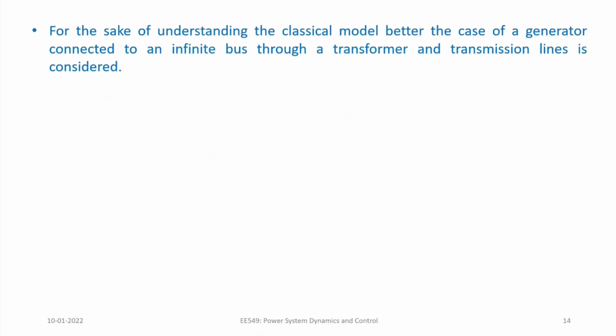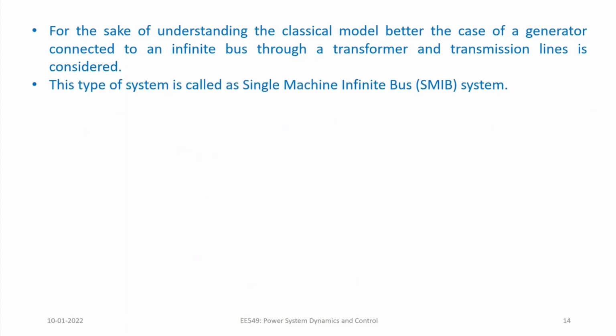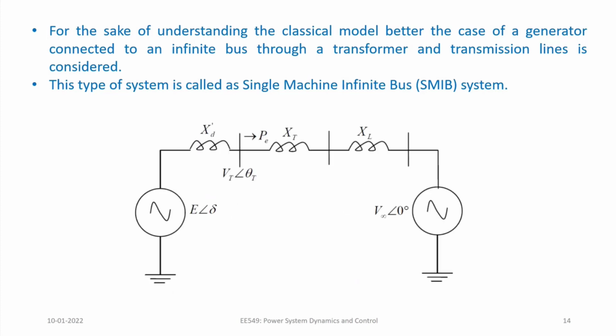For the sake of understanding the classical model better, the case of a generator connected to an infinite bus through a transformer and transmission line is considered here. This type of system is called a single machine infinite bus system, which is very prominent in analysis. When we discuss stability studies in BTech courses, most of the time we use this model, the single machine infinite bus system.